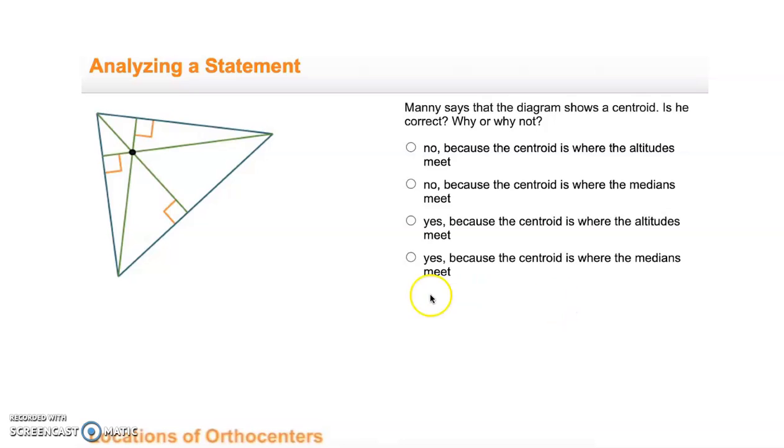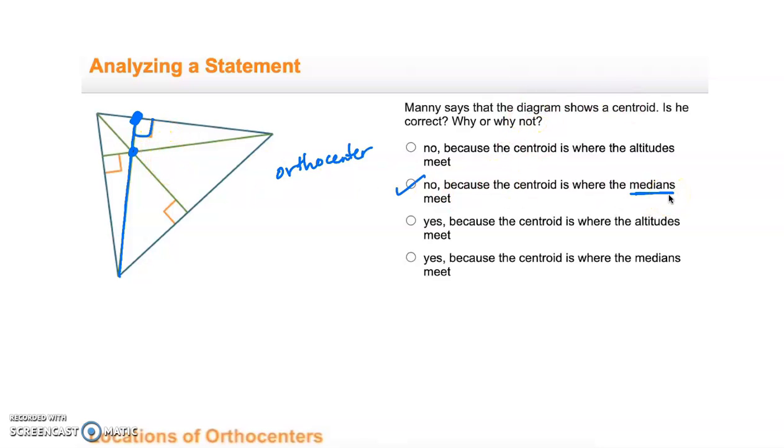So let's look at this statement. Manny says that the diagram shows a centroid. Is he correct? Why or why not? Well, what do we know about these things? We know that we're forming a right angle, and this is not cutting the opposite side in half. So these are actually the altitudes, and where the altitudes meet is called the orthocenter. Because the centroid is where the medians meet, the correct answer is that he is not correct. This is showing the orthocenter where the altitudes meet, but a centroid is where the medians meet.